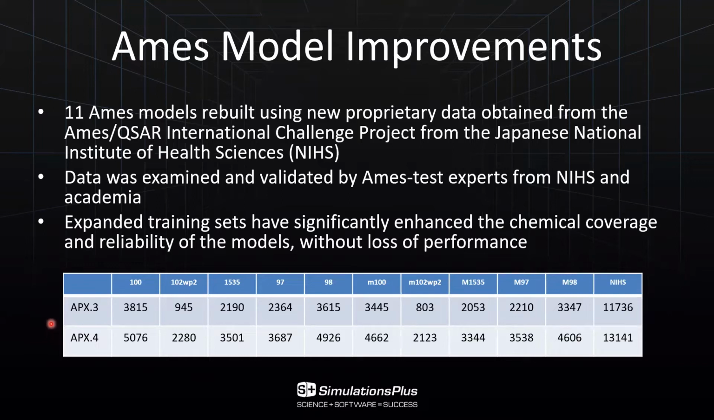I'll just mention that the average accuracy across our model test sets, not the training sets, but the external test sets, is over 81%, whereas interlaboratory reproducibility of Ames tests is estimated to be only around 85%. So the performance of our models is quite good.